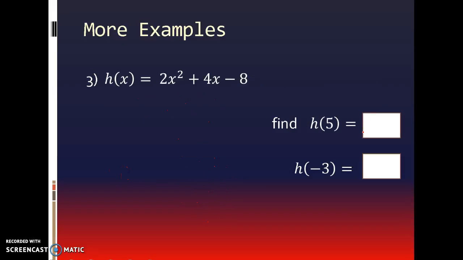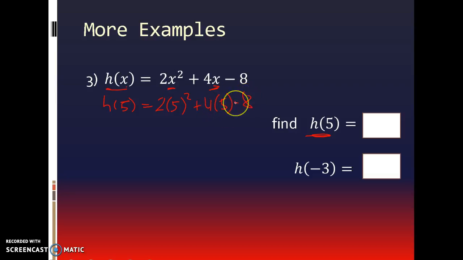Let's try some different examples here. Here we're getting a little bit more difficult. Here we have h of x. It's an h of x function, but we have 2 x's. That just means we're going to plug the input in twice. So when we have h of 5, then h of 5 is going to look like this. Whenever I see an x, I'm going to replace it with a 5. So we're going to have 2 times x squared, but x is now 5 squared, plus 4 times 5 minus 8.